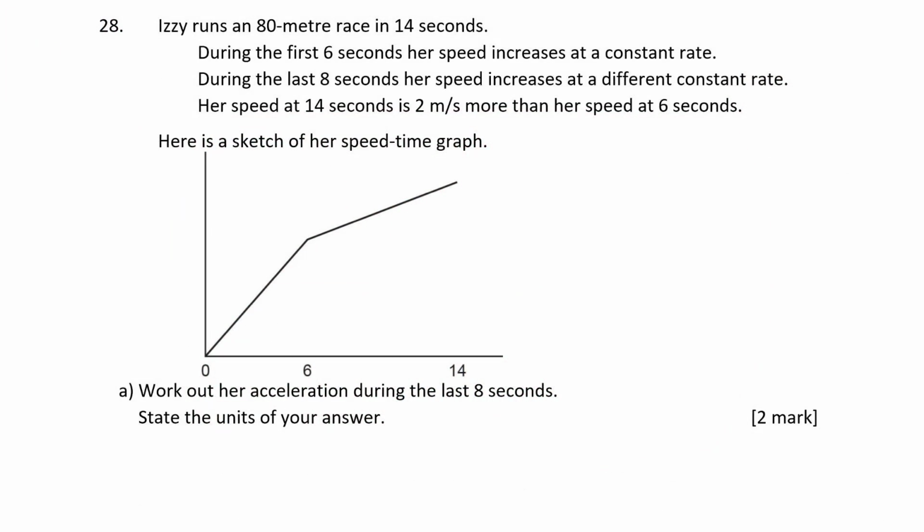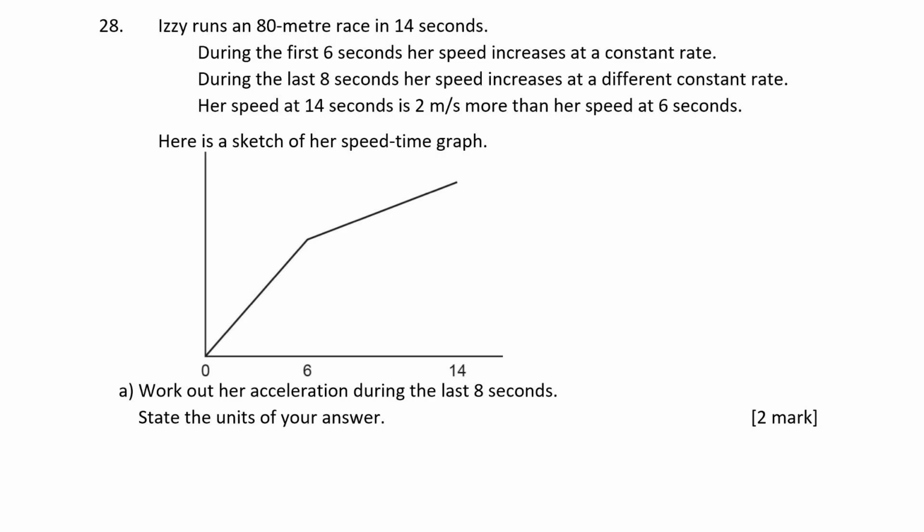Question 28. Izzy runs an 80-meter race in 14 seconds. During her first 6 seconds, her speed increases at a constant rate. During her last 8 seconds, her speed increases at a different constant rate. Her speed at 14 seconds is 2 meters per second more than her speed at 6 seconds. Here is a sketch of her speed time graph.